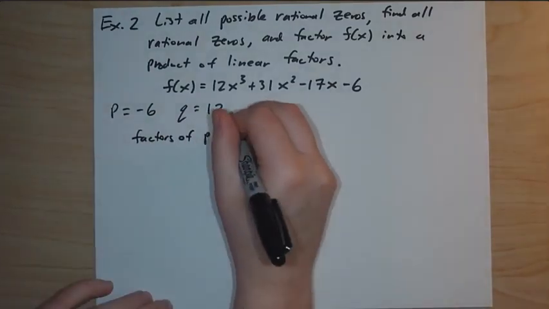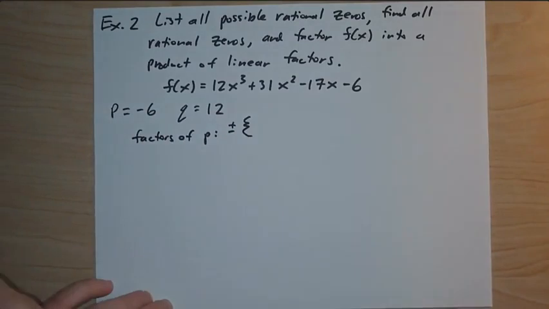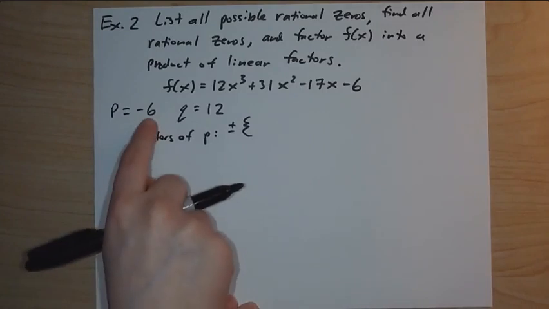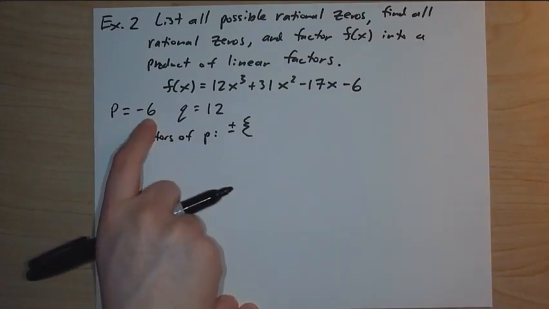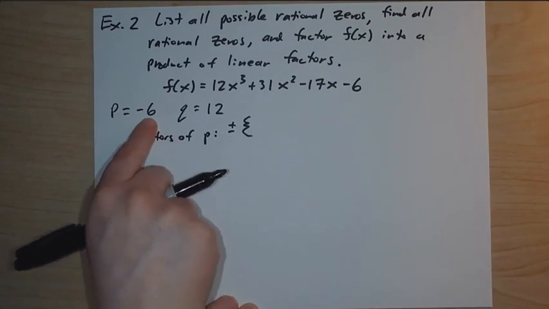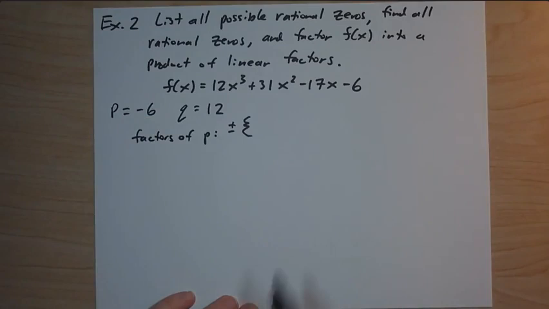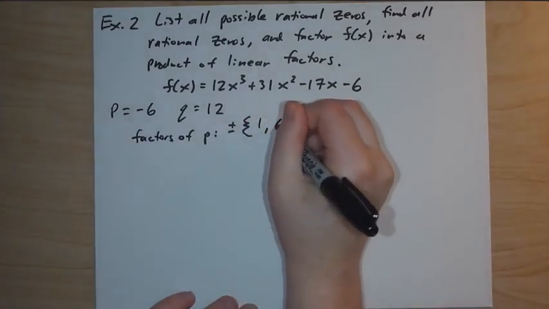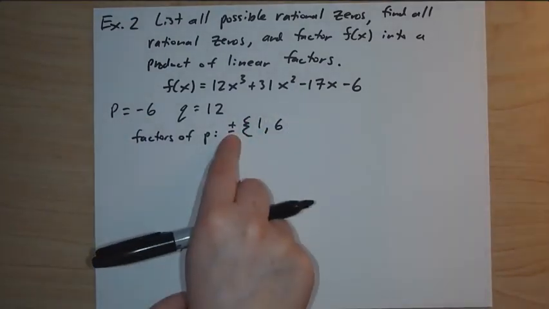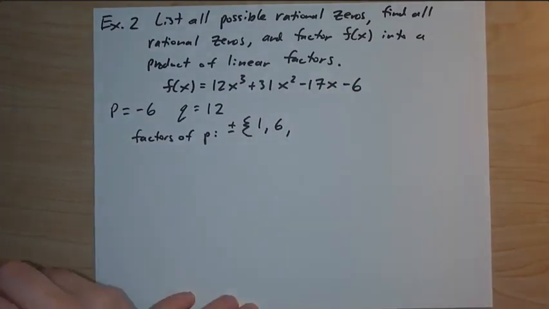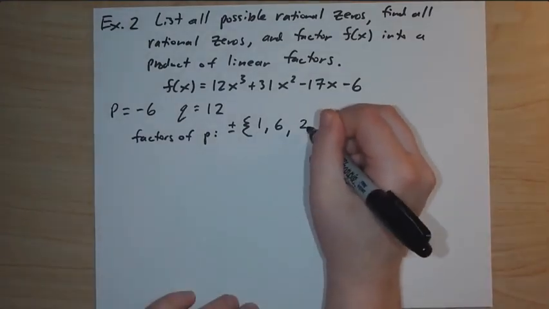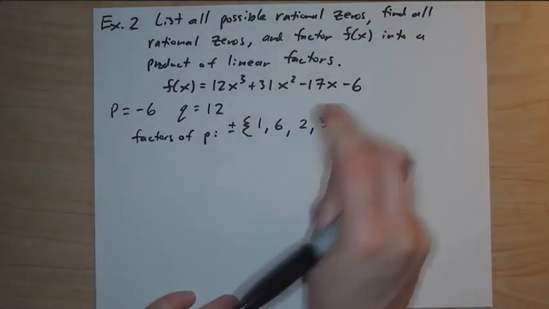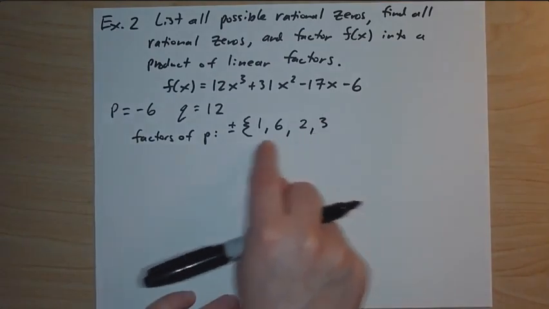So we have factors of p. This is going to be a plus-minus list because negatives are going to be included in there. For example, negative 6 can be written as negative 1 times positive 6 or positive 1 times negative 6. So I'm just going to write it as 1 and 6 to save space and leave the plus-minus here. Another factor of negative 6 is 2 and 3. Again, one of them has to be positive and one negative.